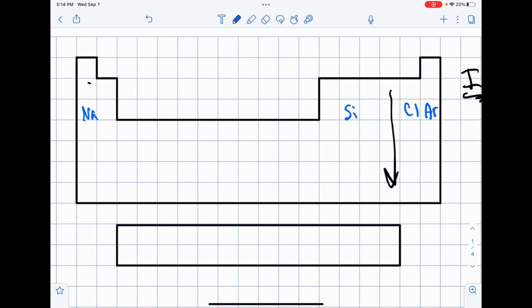So ionization energy does include the noble gases. Some of the trends do not as much, like you won't be asked as much about them. Like in electronegativity, I've never seen a noble gas get put on an electronegativity question. For ionization energy, they will ask you. And these guys have high ionization energy because they don't want to lose an electron. It's going to be really difficult. It's going to take a lot of energy.